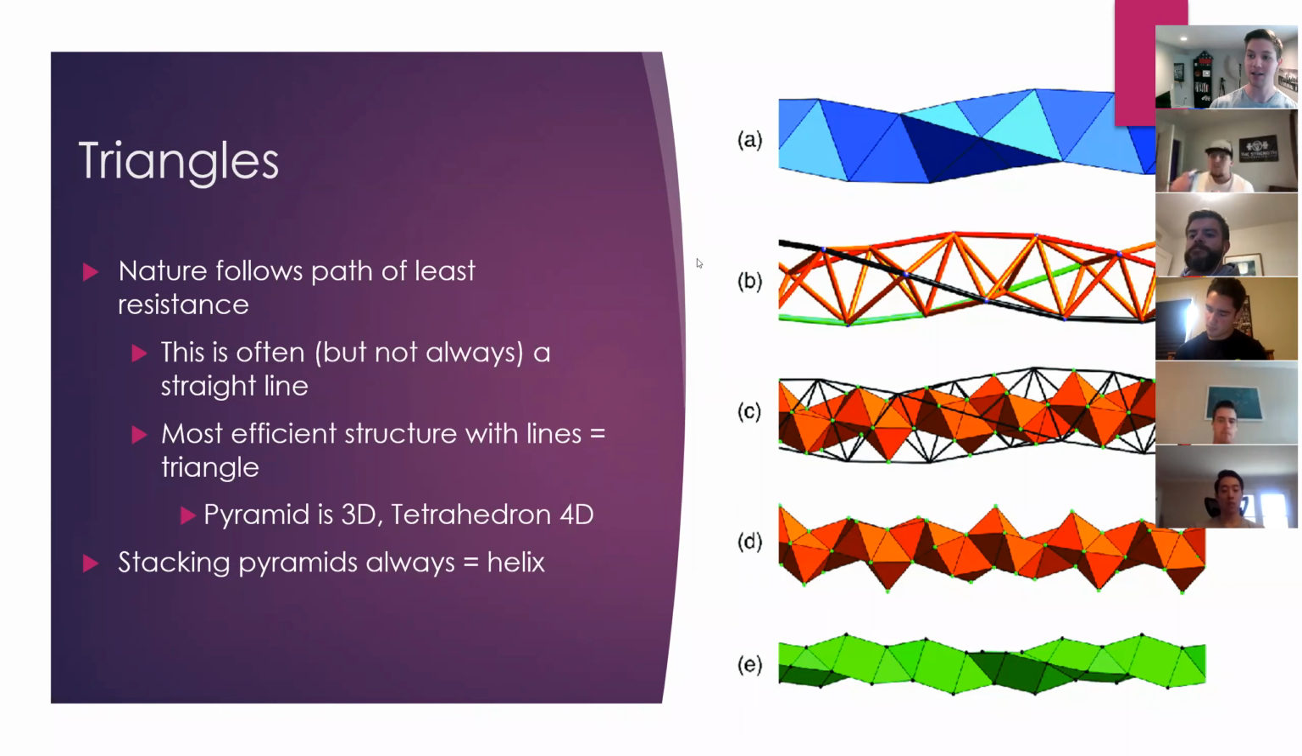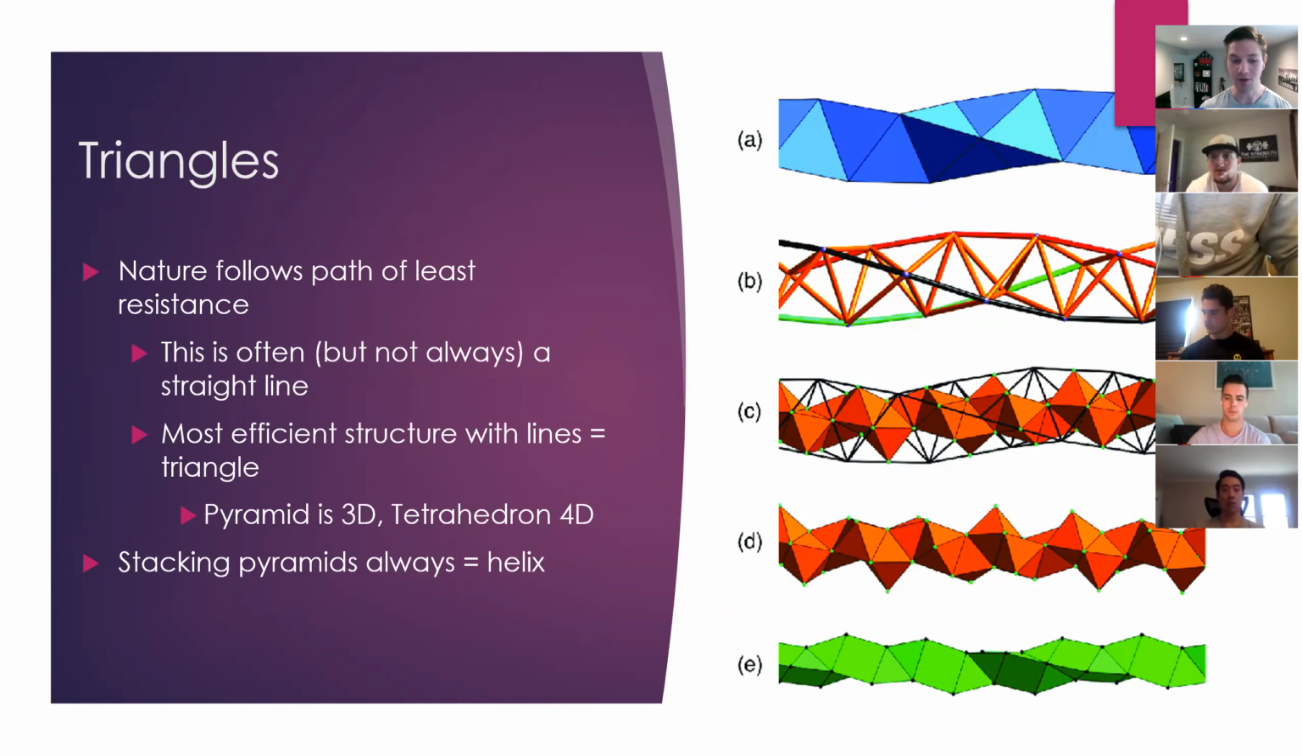If you see these images right here, look at A. A is made up of pyramids, but then you can start to get into 4D once you get into like letter C. But if you notice, if you stack pyramids together, it doesn't matter how wide or how narrow you do it, you're going to get a helix every single time. That's going to be important.